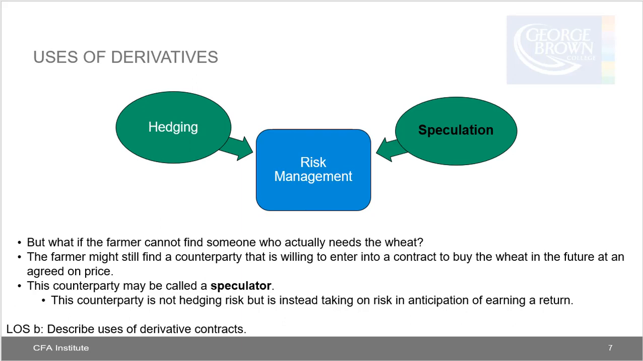Derivatives are not only used for hedging, but also for speculation. So it's saying, what if the farmer cannot find someone who actually needs the wheat? Well, the farmer might still find a counterparty that is willing to enter into a contract to buy the wheat in the future at an agreed upon price. This counterparty may be called a speculator. The counterparty is not hedging risk, but is instead taking on risk in anticipation of earning a return.